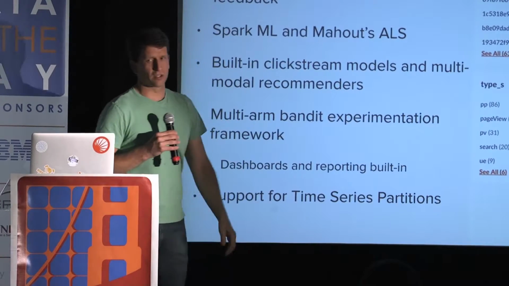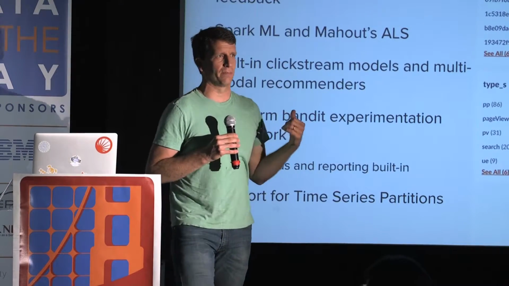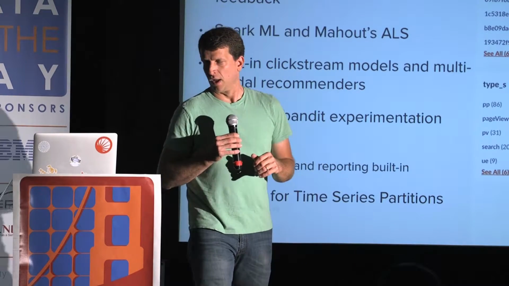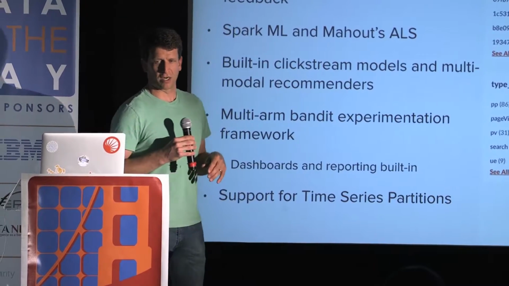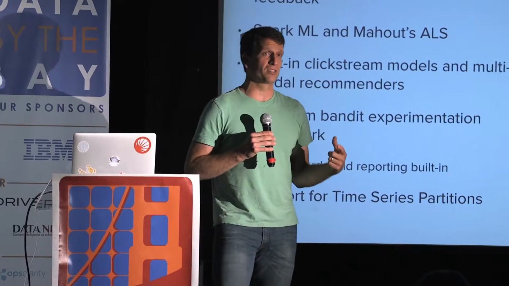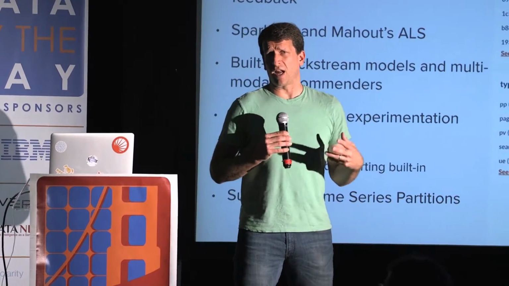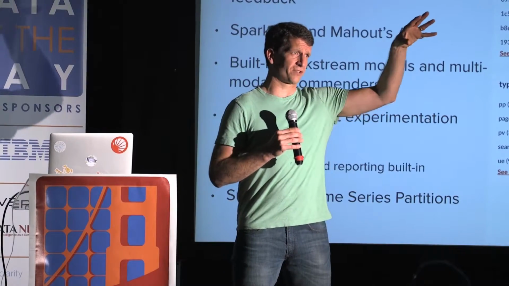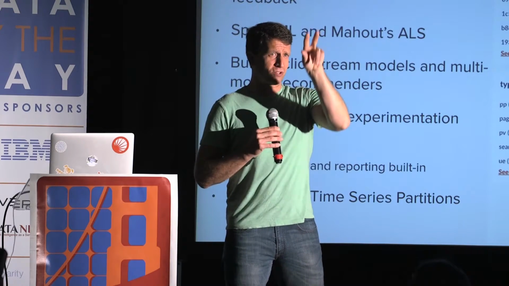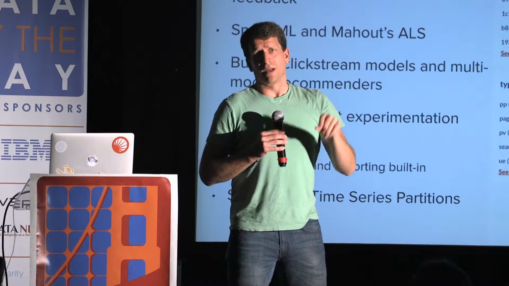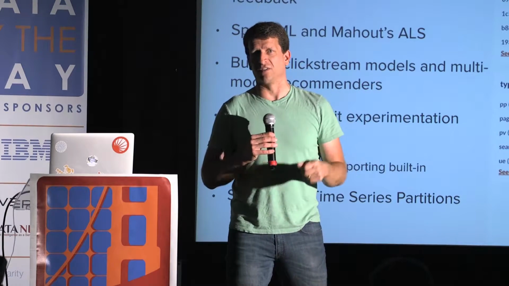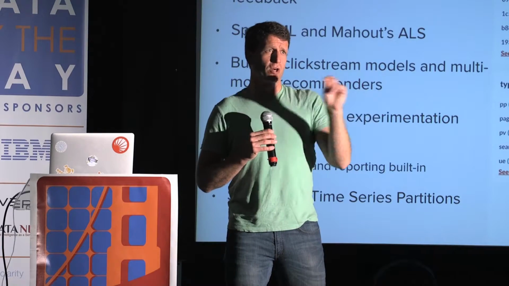Two, we leverage a lot of Spark ML, and Mahout comes with an alternating least squares implementation that's good for collaborative filtering style capabilities. We ship all of those out of the box. We ship with a number of clickstream models and multimodal recommenders. I see a lot of people building recommendation engines. They have search being built over here, and they have recommenders being built over here. Well, in my world, those are two sides of the same coin, right? And from what I've seen, these multimodal recommenders are much more effective. So they're much more effective than one or the other by themselves.